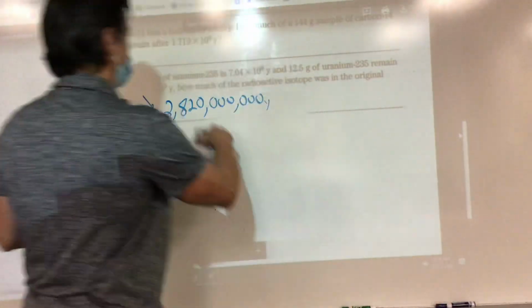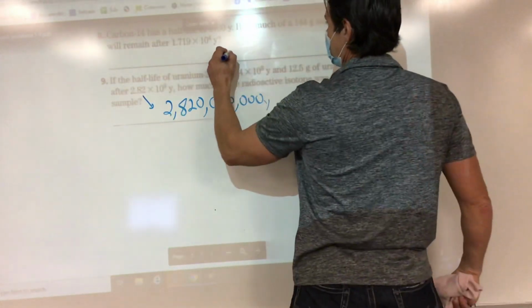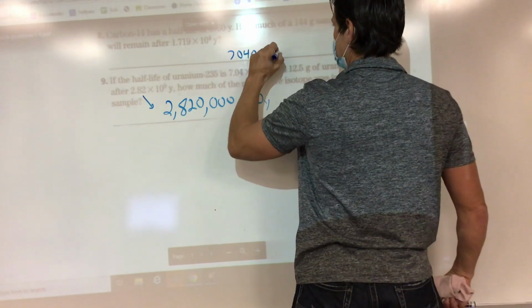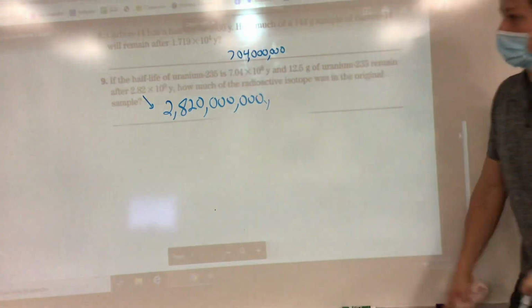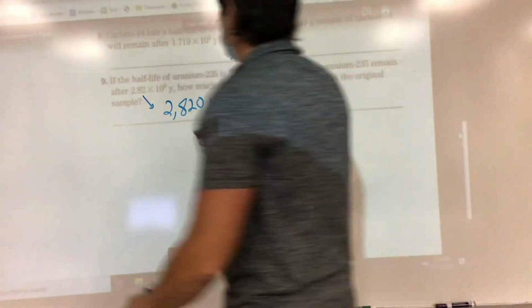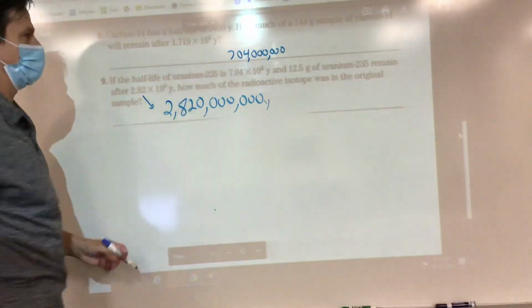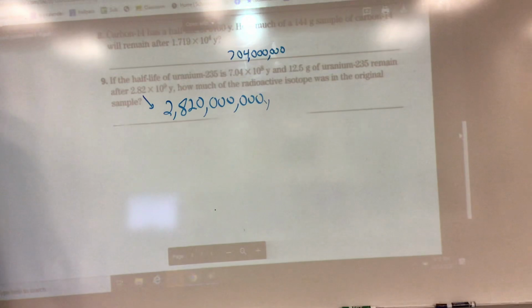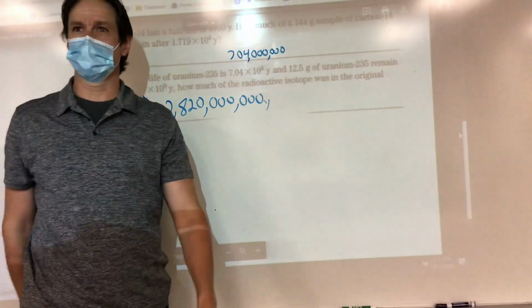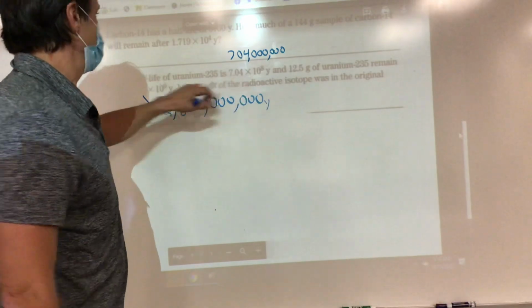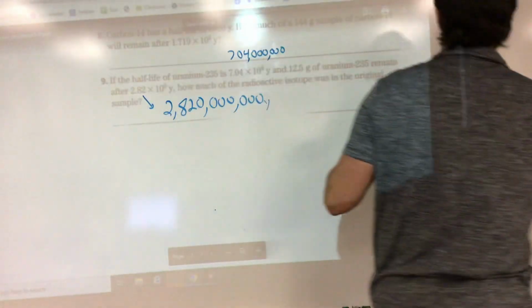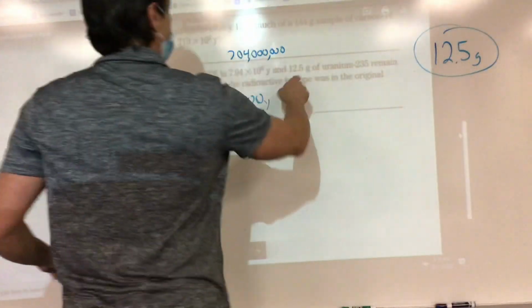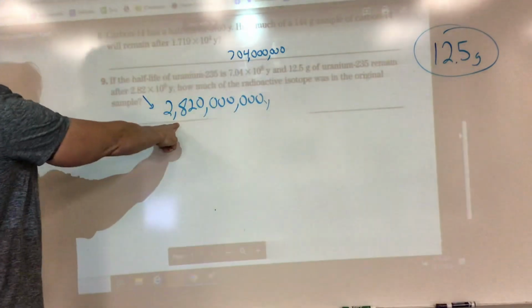Okay, and this one is 704 million. So what it's saying is, the half-life of uranium-235 is 704 million years, that's slow. Okay, that's the ultimate Jolly Rancher right there, dissolving in your mouth. Okay, and I have 12.5 grams of uranium. 12.5 grams of uranium remain after this time frame.